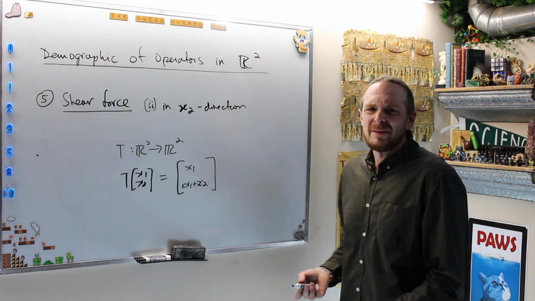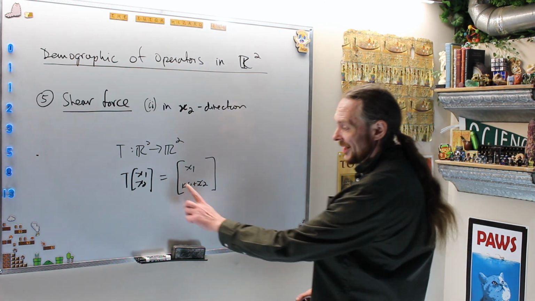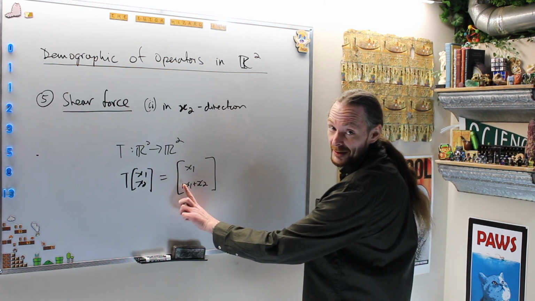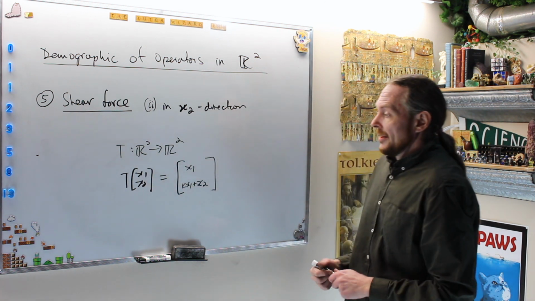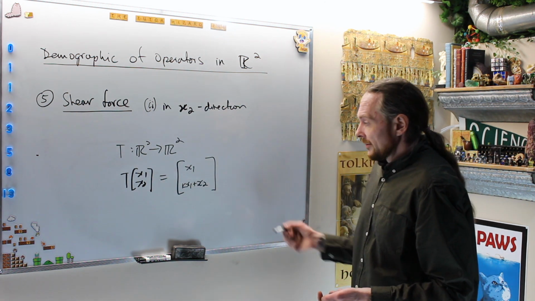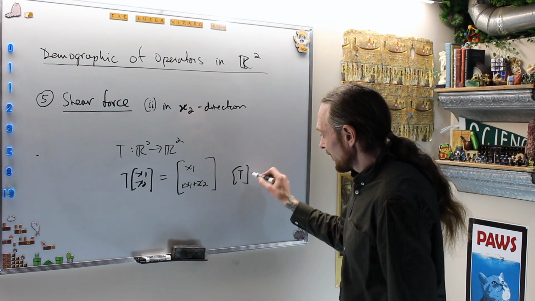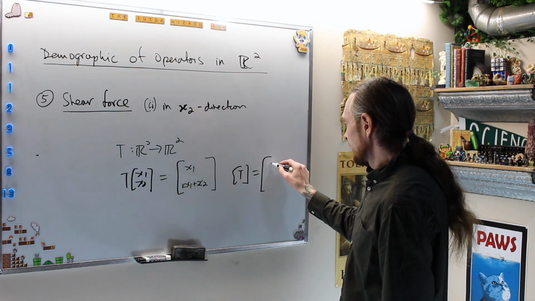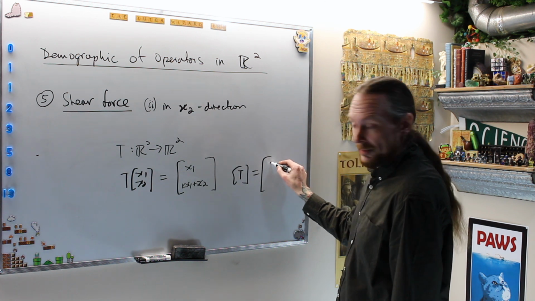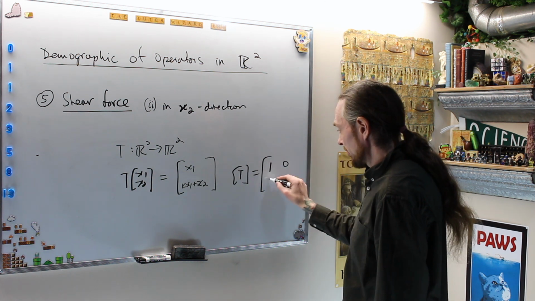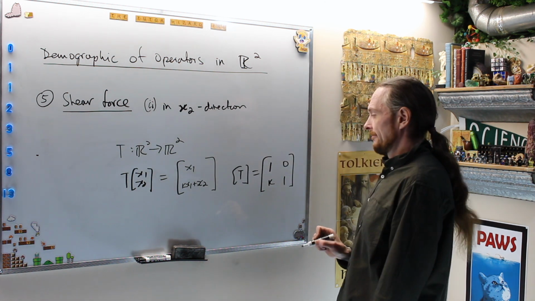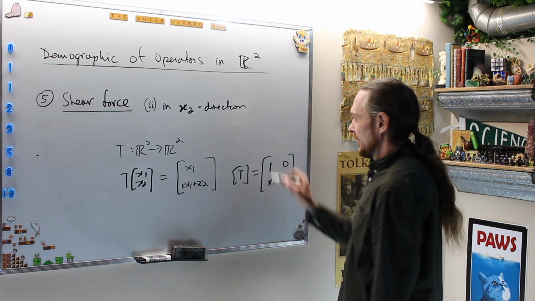This is exactly what we did in my first example when I said it was shear force. I made K equal 1, and that was the linear transformation we discussed, shear force in the X2 direction. What does that tell us the standard matrix is? The standard matrix of this is 1, 0, K, 1. Good.